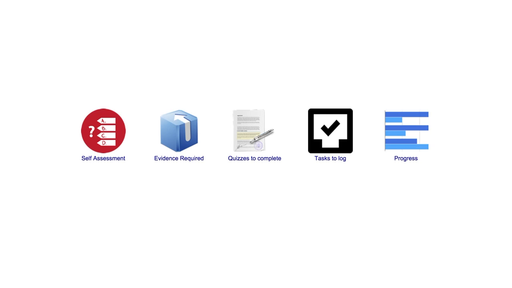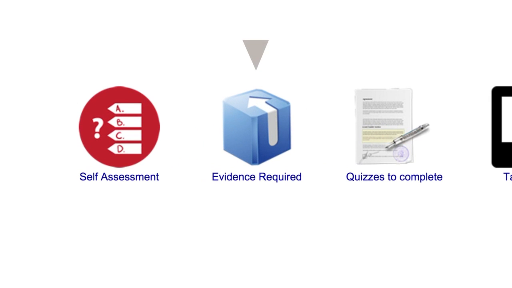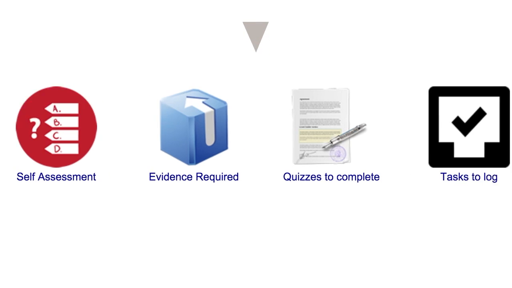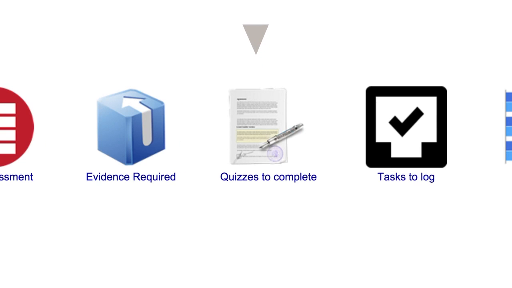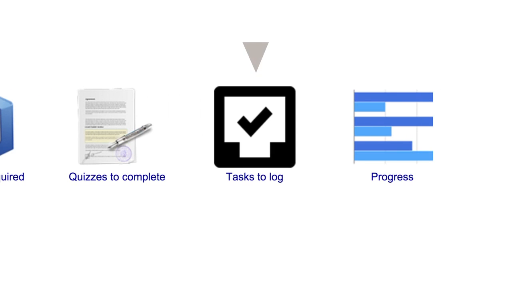If I said I can provide specific documentary evidence, then I'm asked to upload it. If I said I know about a particular topic, then I'm tested on it. And if I said I can do a particular task, then I'm asked to log it while at work. And optionally, I can also have my supervisor provide feedback on my workplace performance. We'll look at each of these in a little more detail.